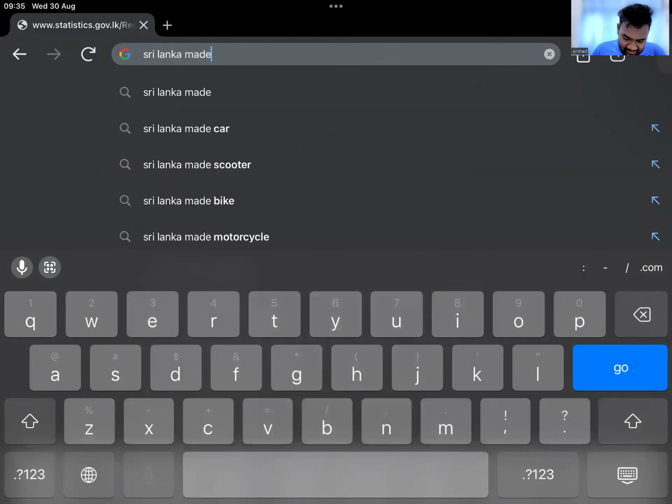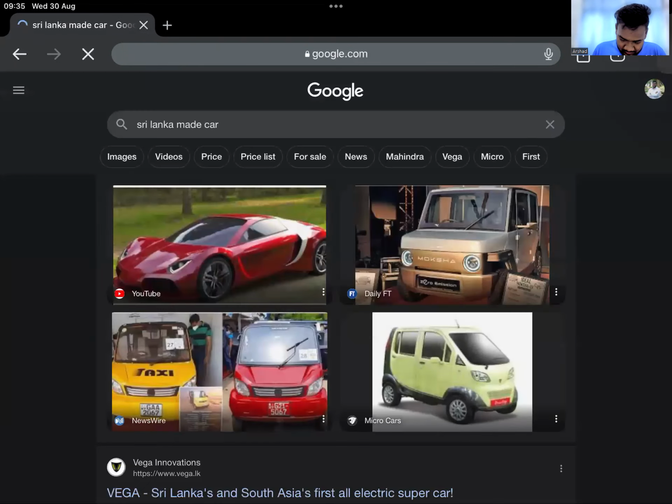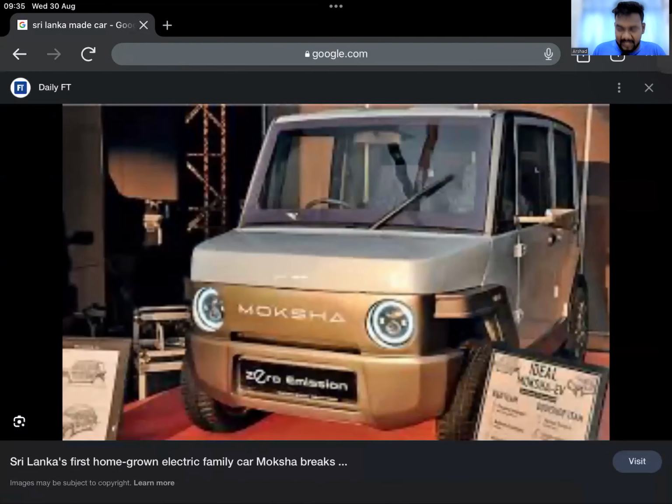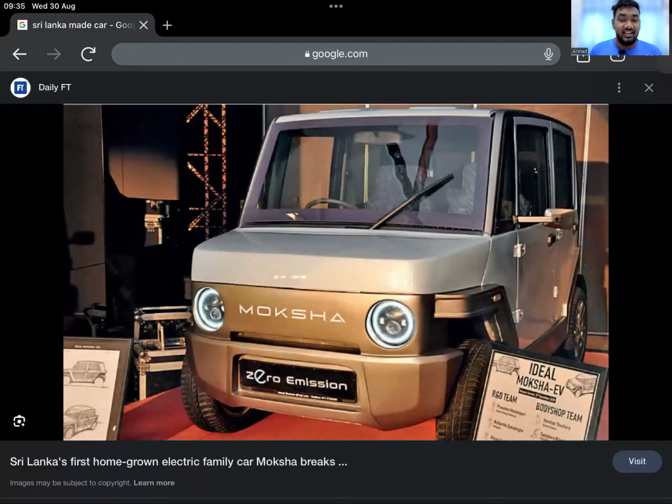I can't remember this one, the Moksha. Okay, this one. These are Sri Lankan made cars. Now look at it, guys. The Suzuki Maruti looks better, no? This looks like a toy, no? Just think of the price of this. I can't remember the exact price, but as far as I remember, it was somewhere around 4 to 5 million.